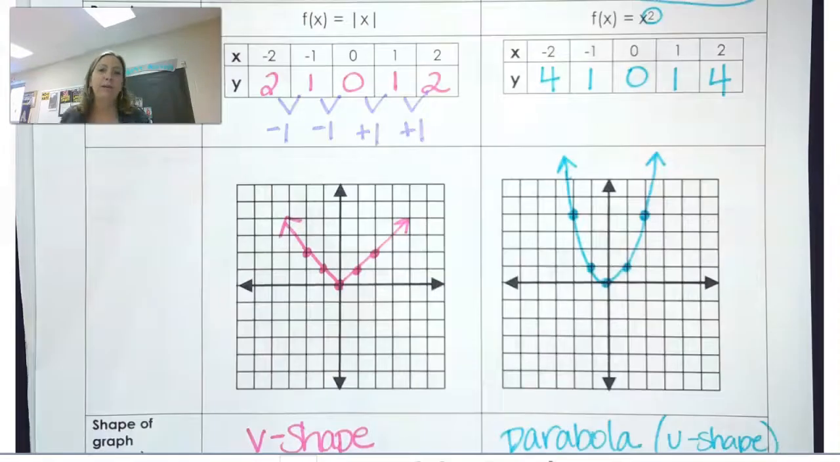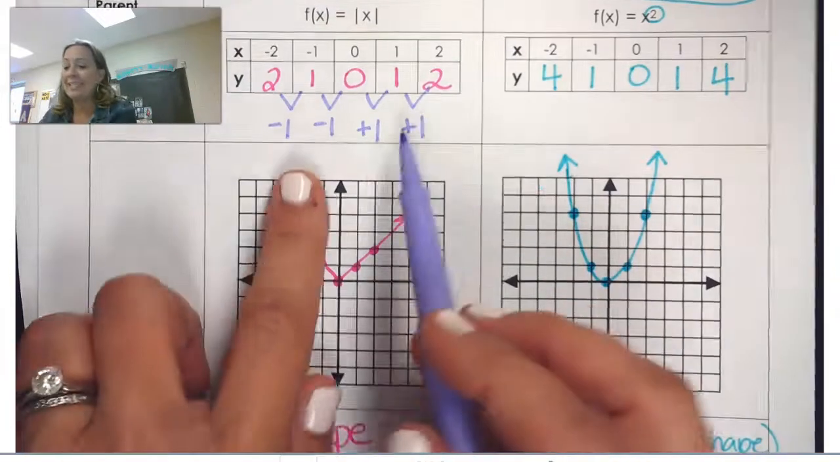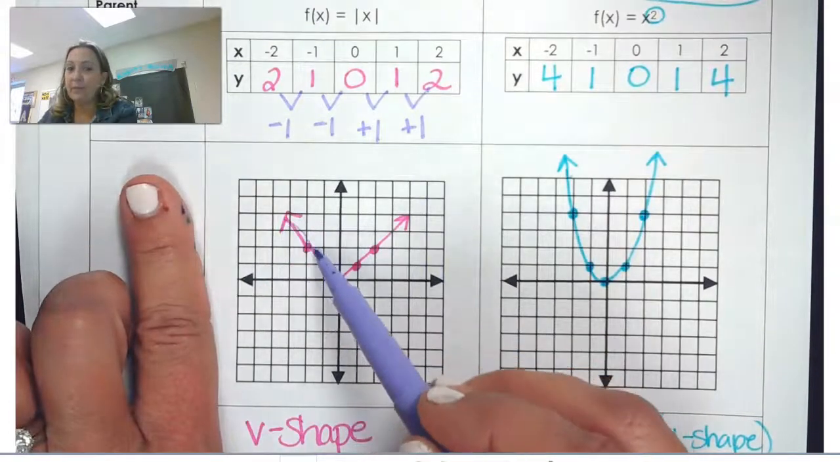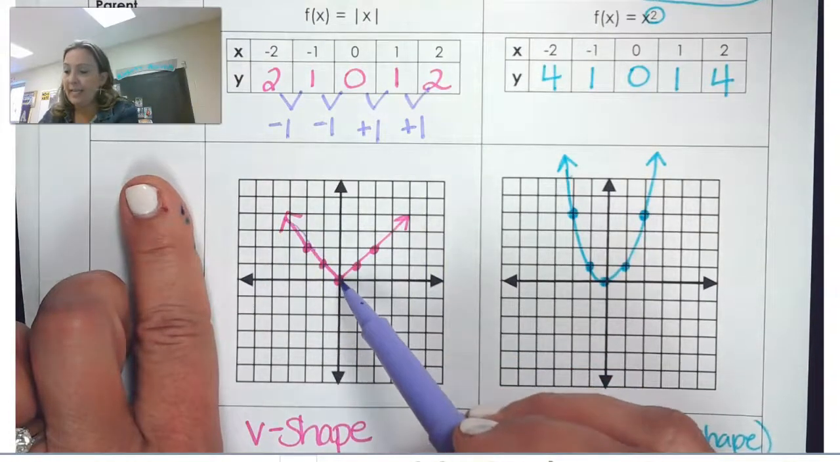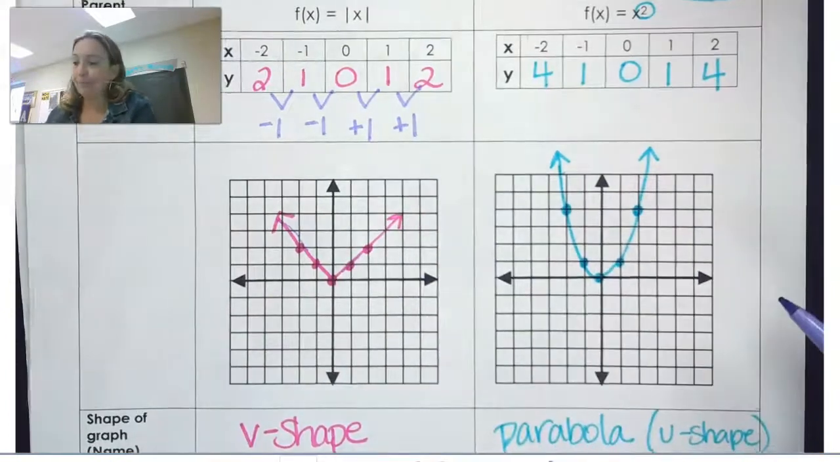And that's going to be a quality of the absolute value graphs. Remember that there's going to be part of it that has a negative slope and part of it that has a positive slope to create that V shape. And it's going to be a constant slope. So here we have a constant slope of -1 until the vertex, and then a constant slope of +1 to make the other side of the V.